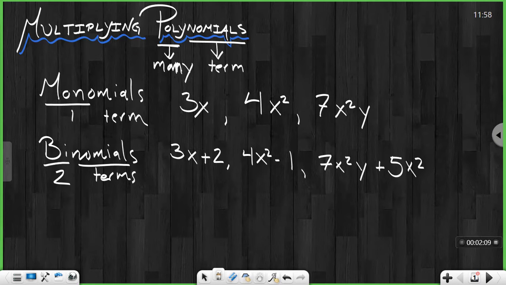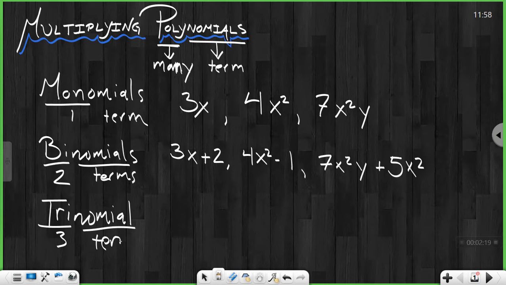Now, our last one here is trinomial. Trinomial meaning three terms, tri being tricycle, 3 wheels. Triceratops, 3 horns. Triathlon, 3 different events. Tri meaning 3, trinomial meaning 3 terms. So 3 terms, I'll just continue to add these. I'll say x squared plus 3x.